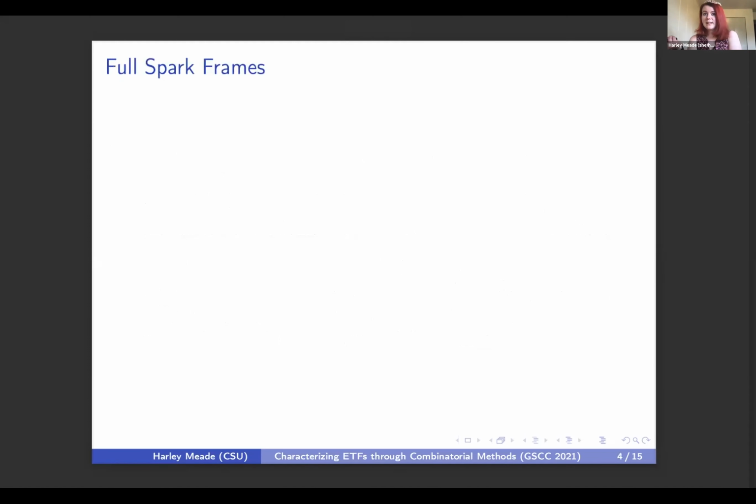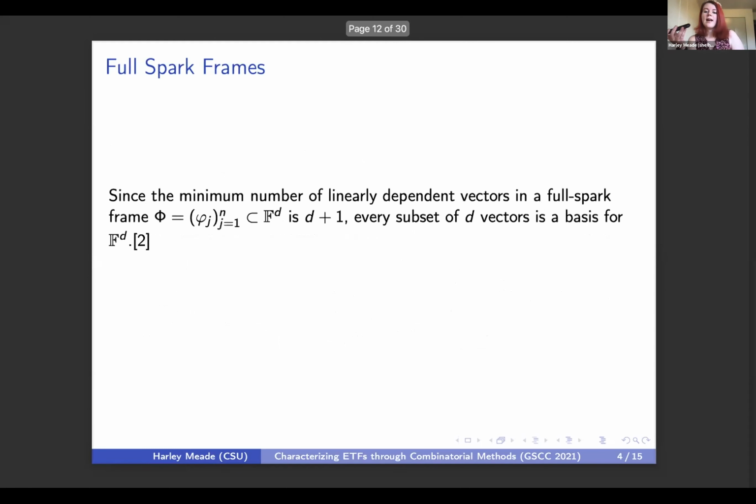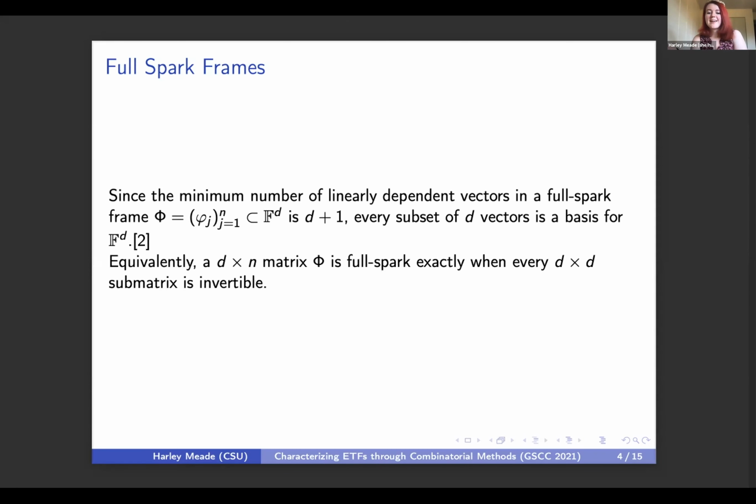So full spark frames are really nice. These are like the best for sending information because they are maximally robust to erasures. And here, if the minimum number of linearly dependent vectors is d+1, then every subset of d vectors is going to be a basis for F^d. So going back to the matroid notion, this means that it's the uniform matroid of rank d on n elements. And we can also say that if we have some d by n matrix phi, this is full spark exactly when every d by d square submatrix is invertible. Cool.